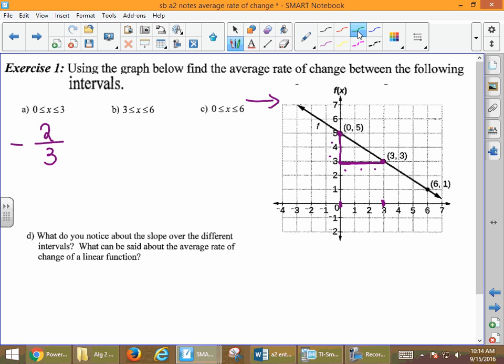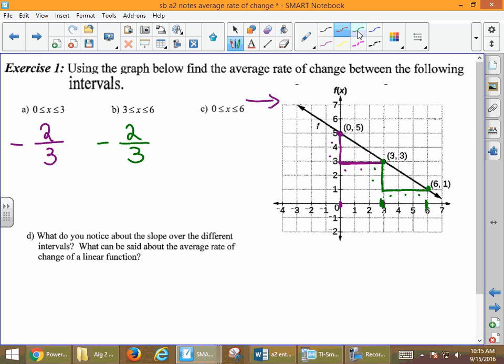If we go to our next interval here, it says that x is between 3 and 6. So let's draw a triangle, again, between those 2 values, between 3 and 6. And what we know is that slope, or average rate of change, is rise over run. Is this one negative as well? Yes. Coming from the left, our line is going downhill. It's negative.